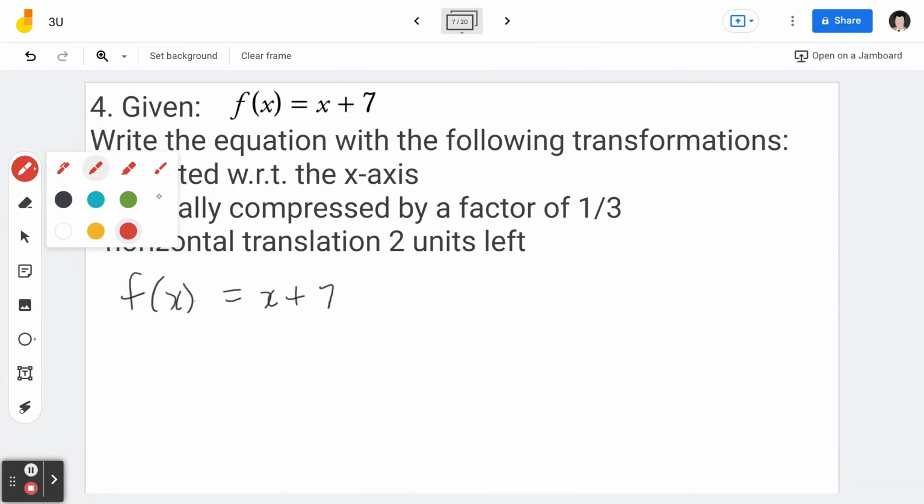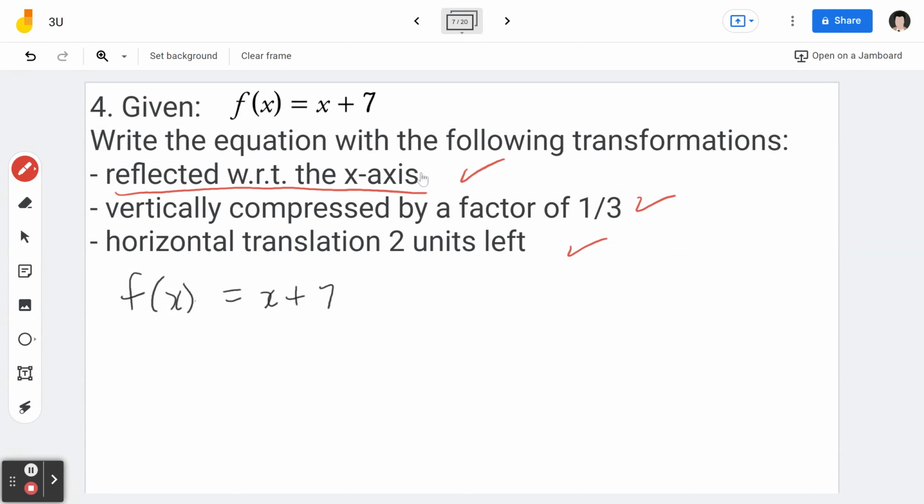And now you have to look at this and say, how can I rewrite this in terms of f of x? Let's build this one step at a time. So in the first case, when it's reflected with respect to the x-axis, this is negative f of x. So this is negative f of x. Now we're going to update this, by the way. So as we're doing this, we'll erase a little bit, write down the new update, and so on. The next part says vertically compressed by a factor of 1 over 3. So we have to put 1 over 3 in front of f of x. So notice I'm erasing this.